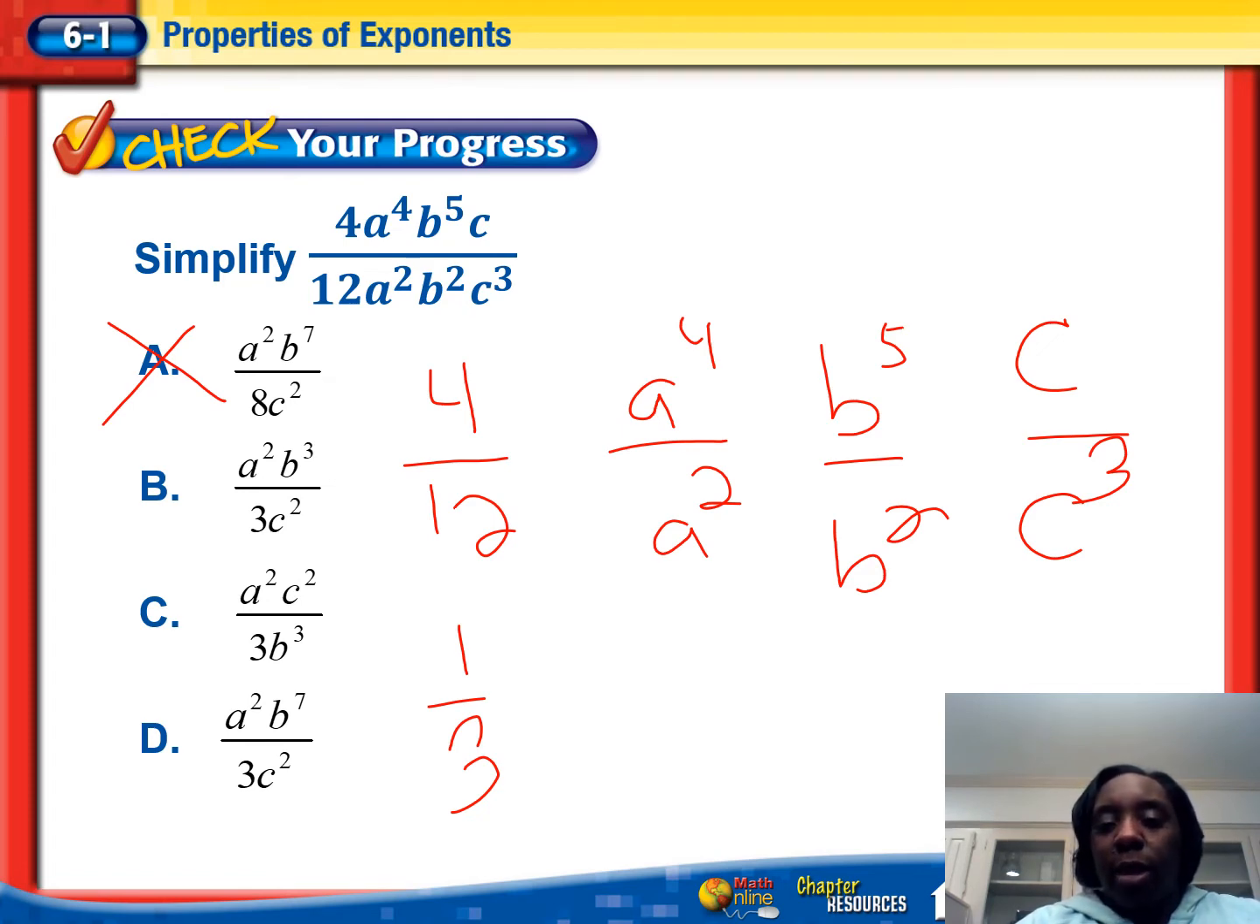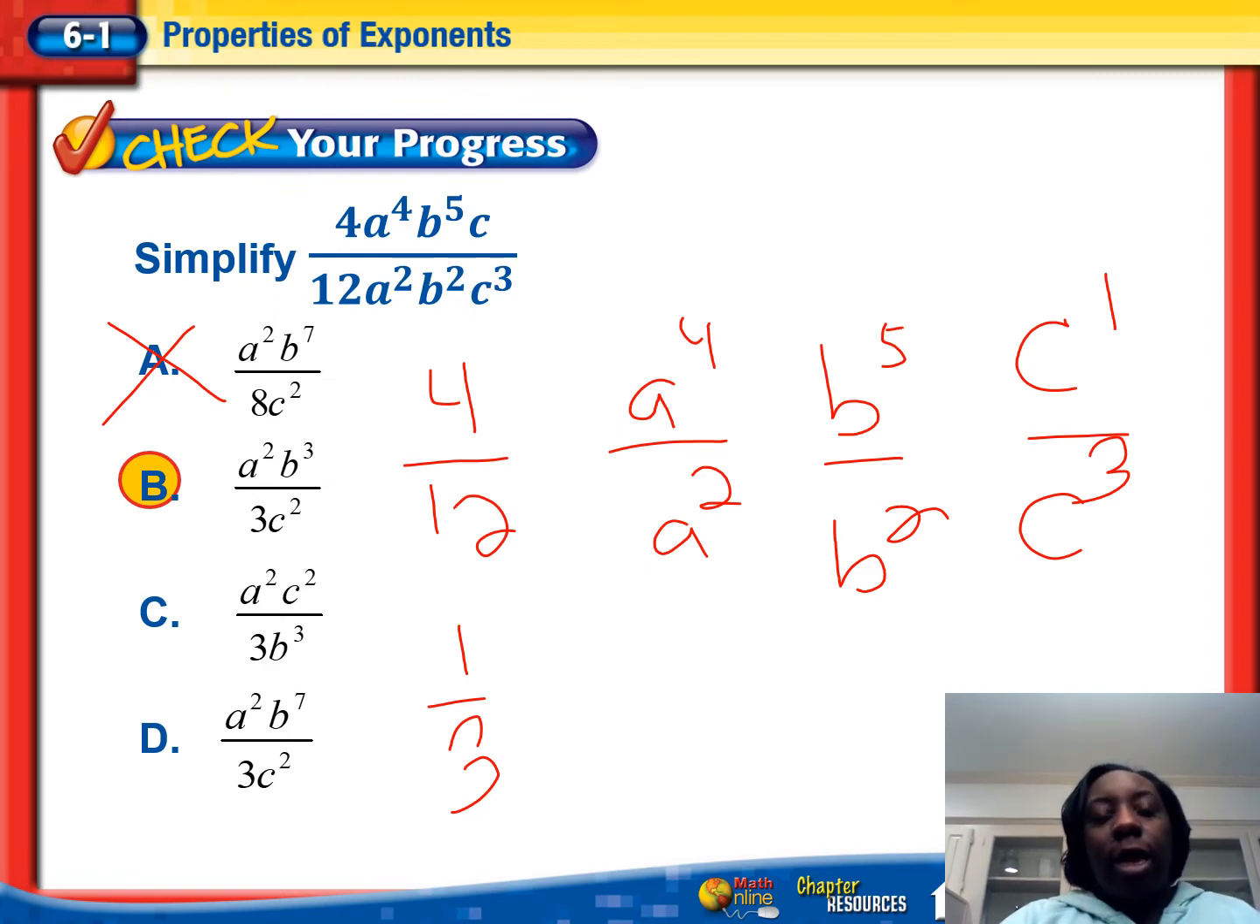Now let's look at B. So b to the 5th, b to the 2nd. So 5 minus 2 is 3. Should it be in the denominator or should it be in the numerator? It should be in the numerator, which is correct. So 3 minus the 1 for C gives me 2. Well, should C be in the numerator or denominator? Where were more of the C's? It is in the denominator. So our answer is B. Hopefully you got that, because we're going to keep going.